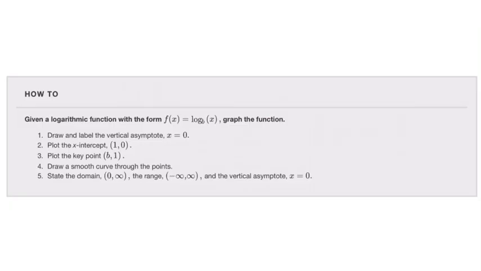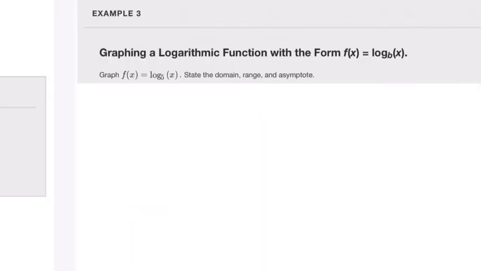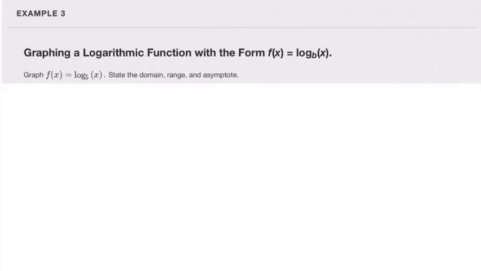So given a logarithmic function of the form f of x equals log base b of x, how to graph the function? Draw and label the vertical asymptote, plot the x-intercept (1, 0), plot the key point (b, 1), draw a smooth curve through the points, and state that the domain is 0 to infinity, the range is all reals, and the vertical asymptote. Okay. So graph this and state the domain, the range, and the asymptote. Okay. So the vertical asymptote should be the y-axis. Let me see, when x is 0, y is 1.